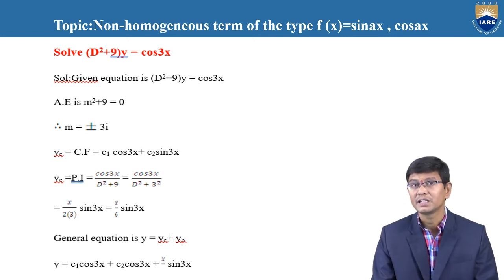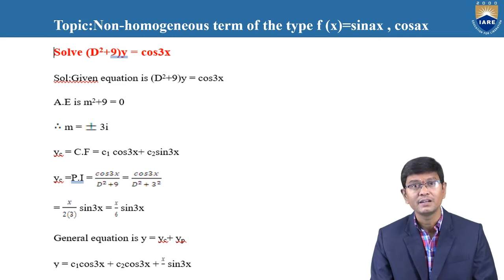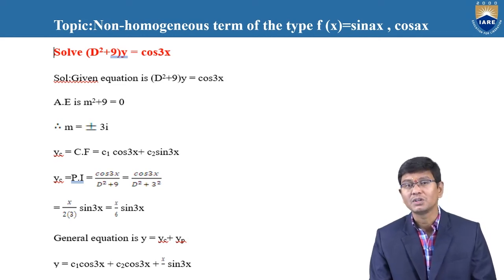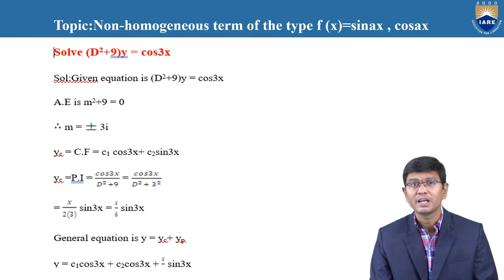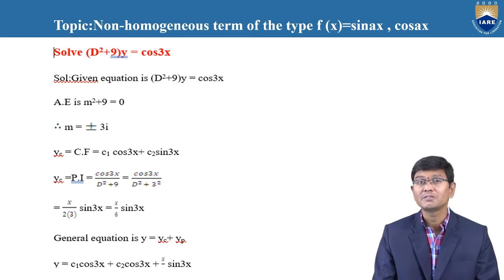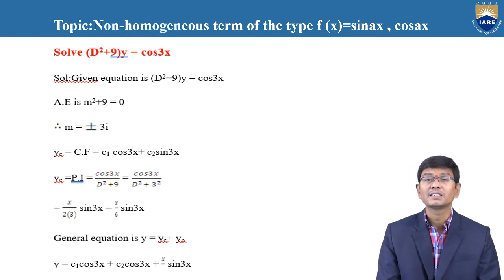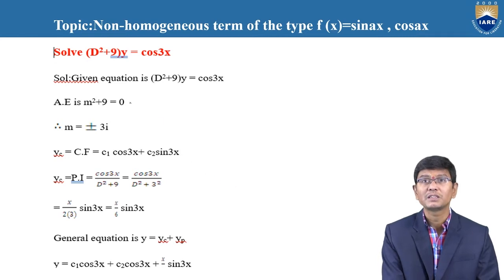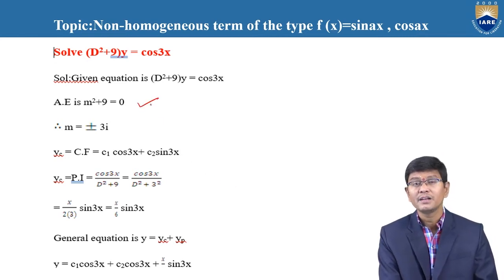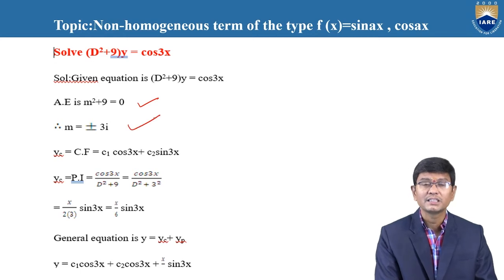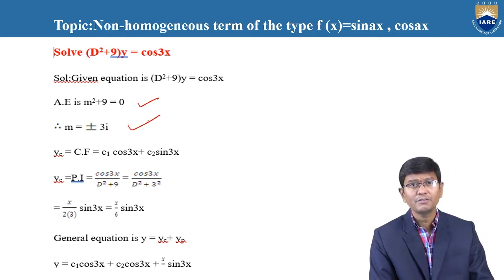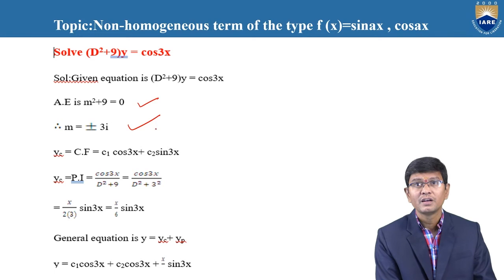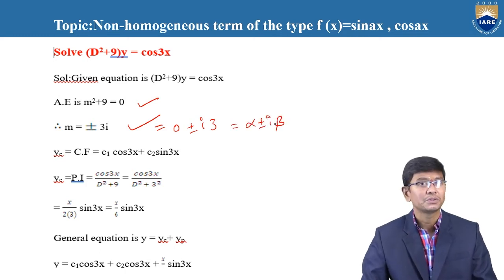Here a² is equal to 9. Now we need to check what the solution of this equation is. Therefore, here also we need to find the auxiliary equation. With the help of the auxiliary equation, m² + 9 = 0, that is m = ±3i. Therefore, it is clearly in the form of complex roots, 0 ± i·3, that is, alpha ± i beta.